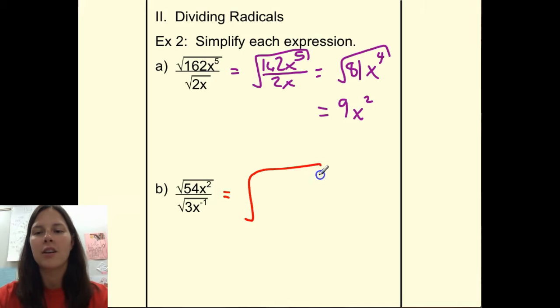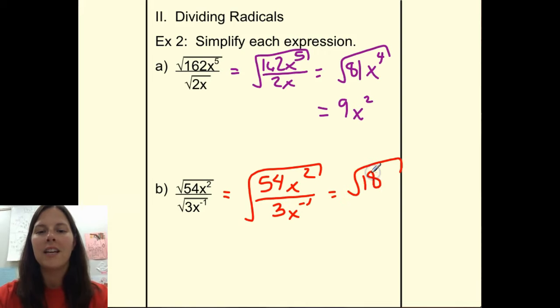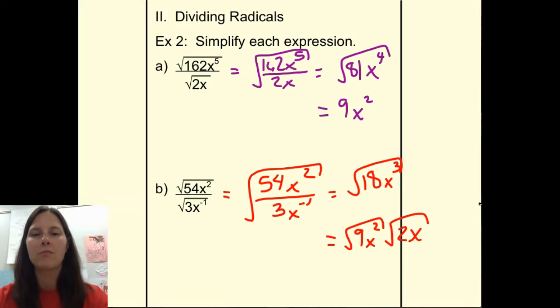Again, putting these together under one radical, 54x squared divided by 3x to the negative 1. 54 divided by 3 is 18. Moving that x to the negative 1 up to the numerator gives us an x cubed. And now we'll simplify. The perfect square factor of 18 is 9. The perfect square factor of x cubed is x squared. And we had 2x left over from each of those pieces.